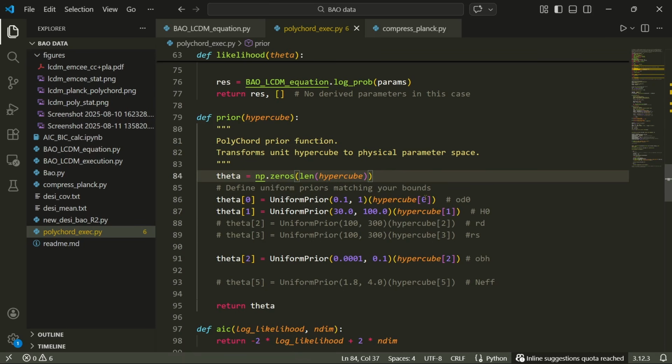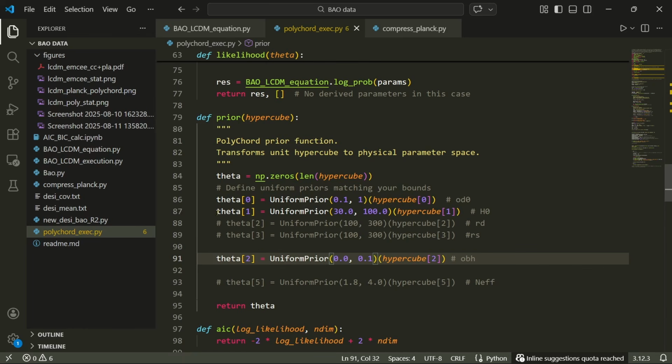So theta of 0 will give me the uniform range of dark energy density from 0.1 to 1. From 0.1 to 1, it can initiate any random value. Similarly, 30 to 100, it will initiate the value for H0, because we know that H0 is around 67. With 30 and 100, we are not giving any bias, so it can take any value. Similarly, OBH will depend on the range of 0.02 to 0.36, so it can become simply like 0 to 0.1, because 0.1 is much higher than 0.022. So this becomes theta 2.